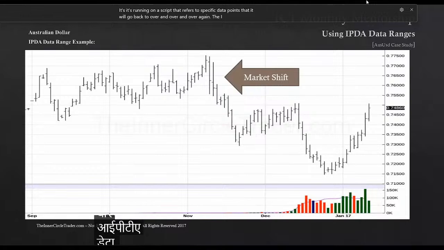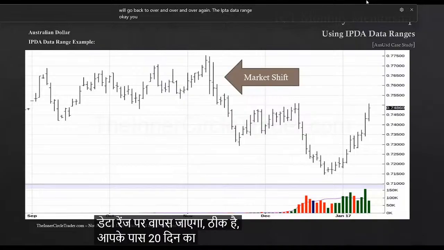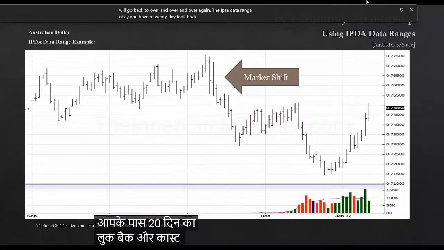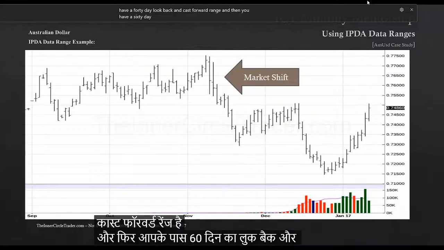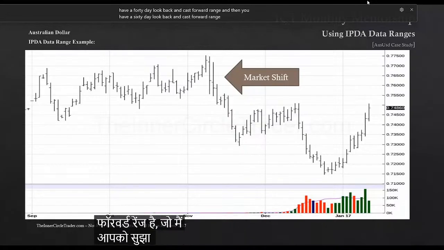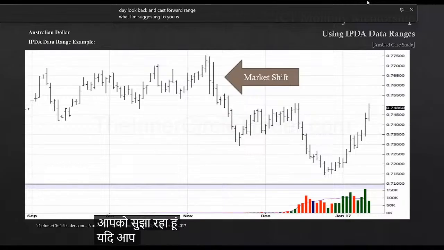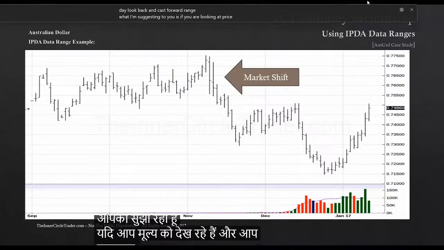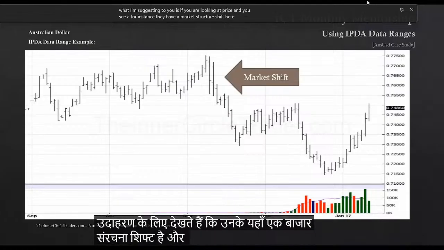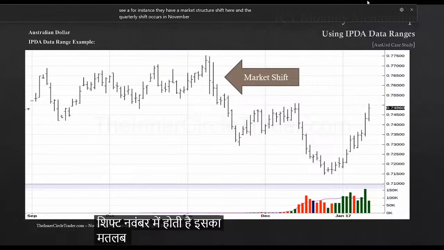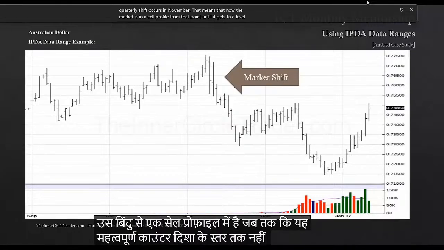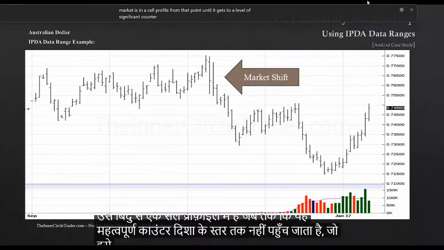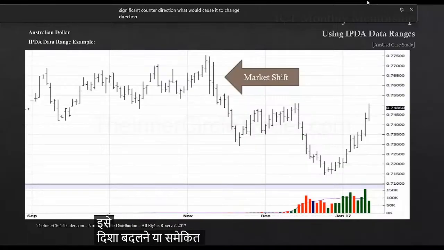The IPDA data range: you have a 20-day look back and cast forward range, a 40-day look back and cast forward range, and then a 60-day look back and cast forward range. What I'm suggesting is, if you are looking at price and you see, for instance, a market structure shift here and the quarterly shift occurs in November, that means the market is now in a sell profile from that point until it gets to a level of significant counter direction. What would cause it to change direction or consolidate?